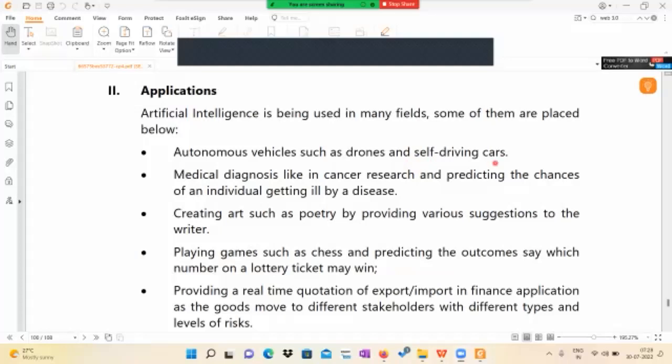And self-driving cars: we have heard the Tesla car is a self-driving car. The Tesla car has the capability to drive on its own as per the parameters set by us.